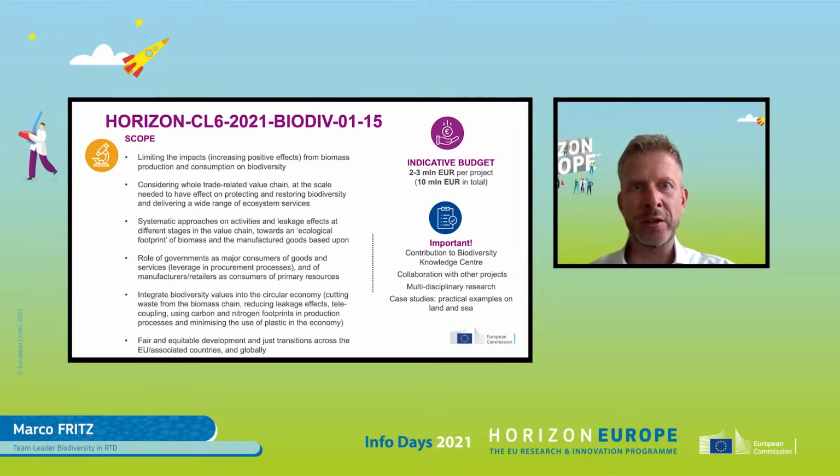It should also integrate biodiversity values into the circular economy, cutting waste from the biomass chain, reducing leakage effects, telecoupling, using carbon and nitrogen footprints in production processes, and minimizing the use of plastics in the economy. And finally, it should show how fair and equitable development and just transitions across the EU and associated countries and globally for transition could look like.